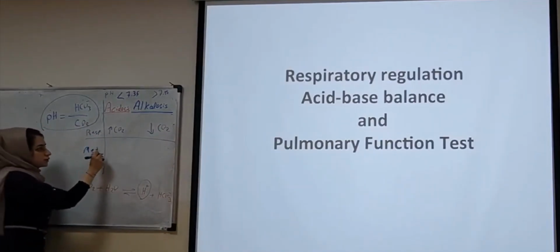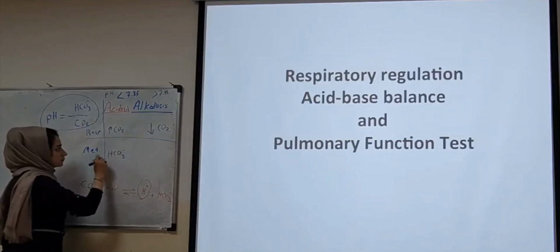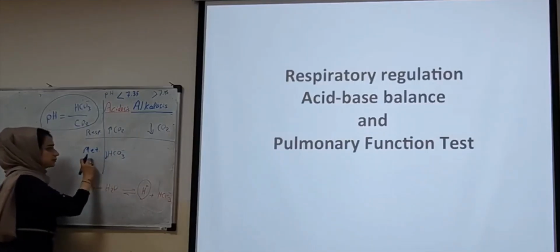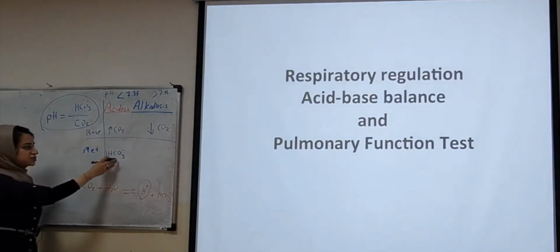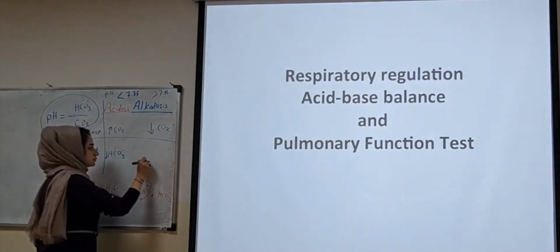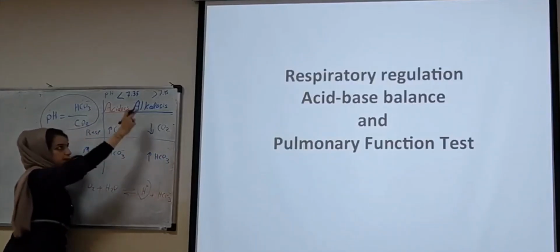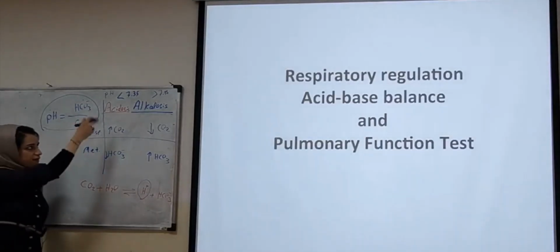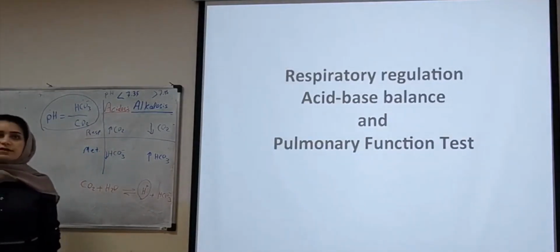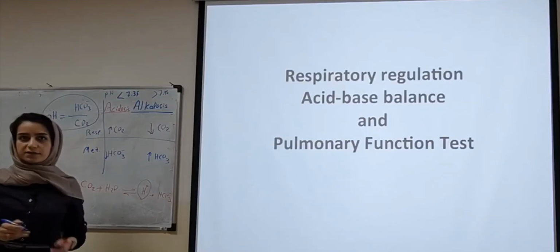If HCO3 decreases, it means it is metabolic. So if there is a change in the HCO3, this is from a metabolic abnormality. If there is an increase in the HCO3, it means it is metabolic alkalosis. By this we can find and recognize the abnormality. We will know if it is acidosis or alkalosis, and if it is respiratory or metabolic.